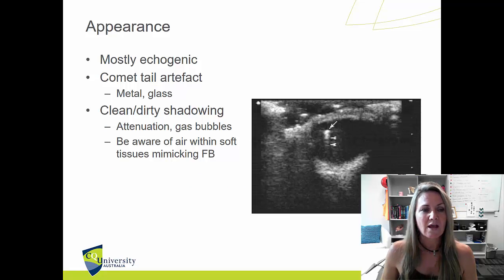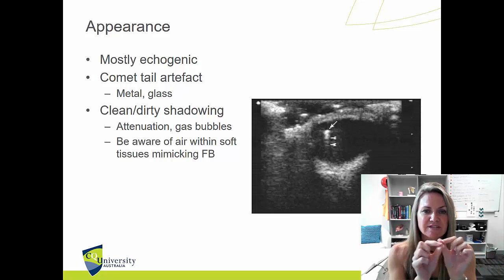With the appearance, they are mostly going to be echogenic, so we often say if it's as bright as bone, so that we don't get any of those false positives that I was talking about earlier. So quite bright, quite echogenic. You'll often get this comet tail artifact, particularly around metal, rounded fragments, glass, those sorts of things, where it's got a bit more of a curved surface. You can get clean or dirty shadowing. It's going to be more of a dirty shadow if you've got sort of a broken linear structure, and the cleaner shadowing is going to be from the smaller, rounded foreign bodies.